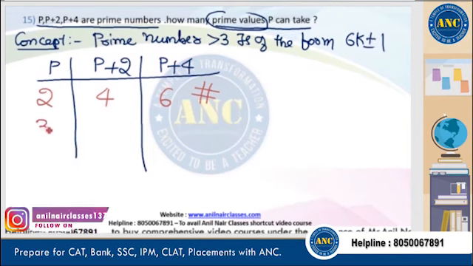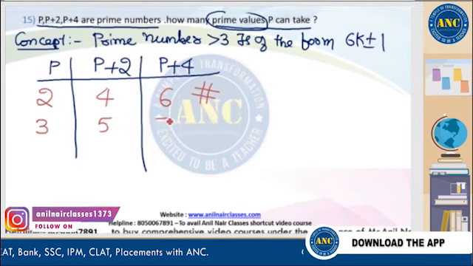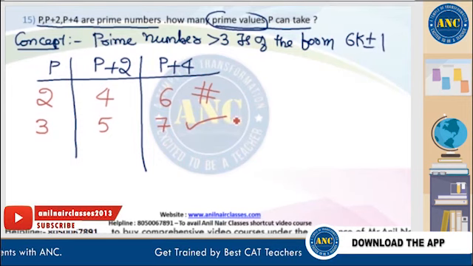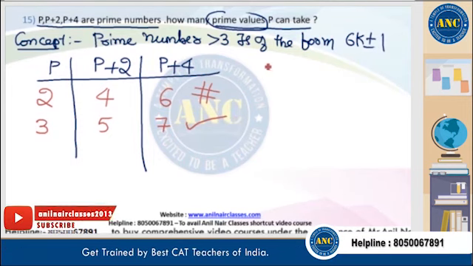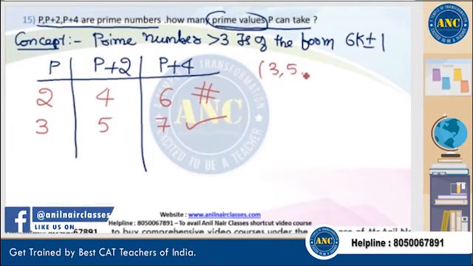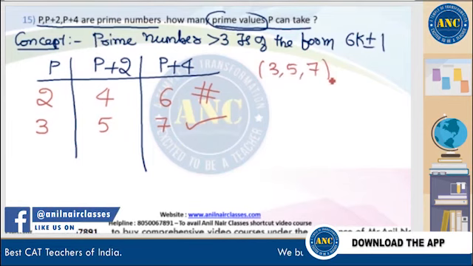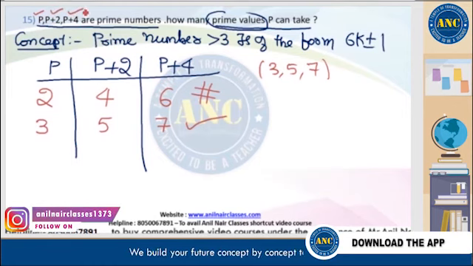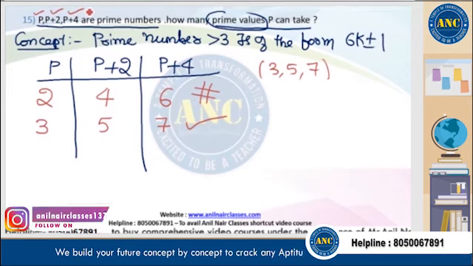Next prime number is 3. 3 plus 2 is 5. 3 plus 4 is 7. 3, 5, 7. This is a prime triplet. All three are prime numbers. That is what we require. P should be a prime number, P plus 2 should be a prime number, P plus 4 also should be a prime number.